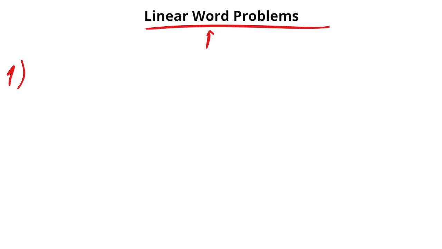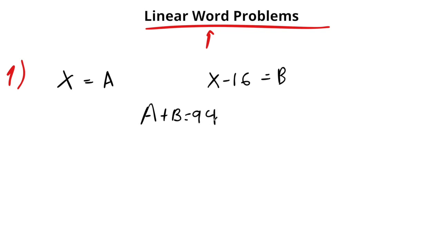Alright, so x would be the age of a, right? What would be the age of b? If we know that b is 16 years younger than a, it would be x minus 16, right? We also know the following, that a plus b is equal to 94. That is true, then we shall do the following.